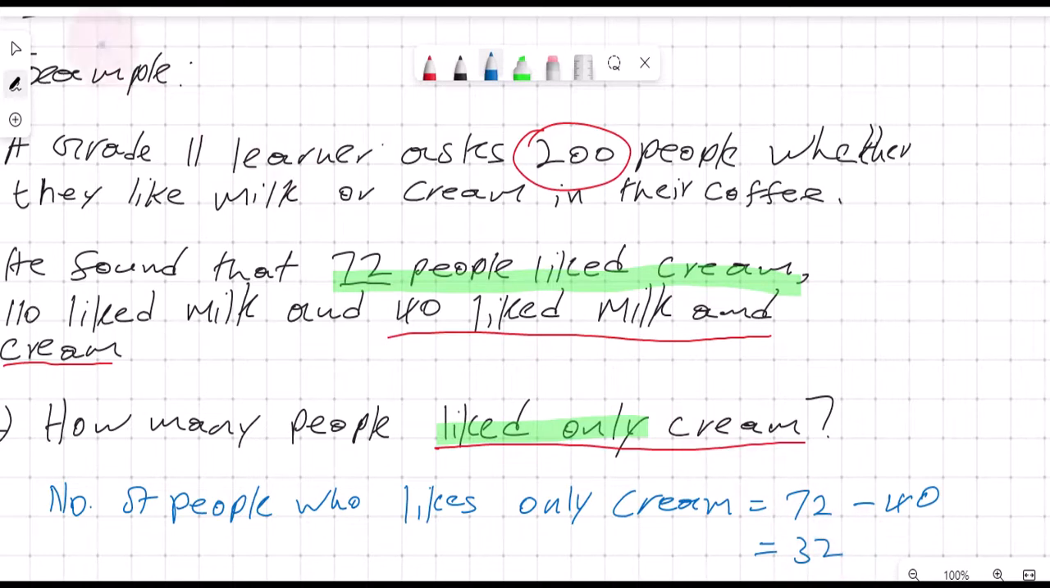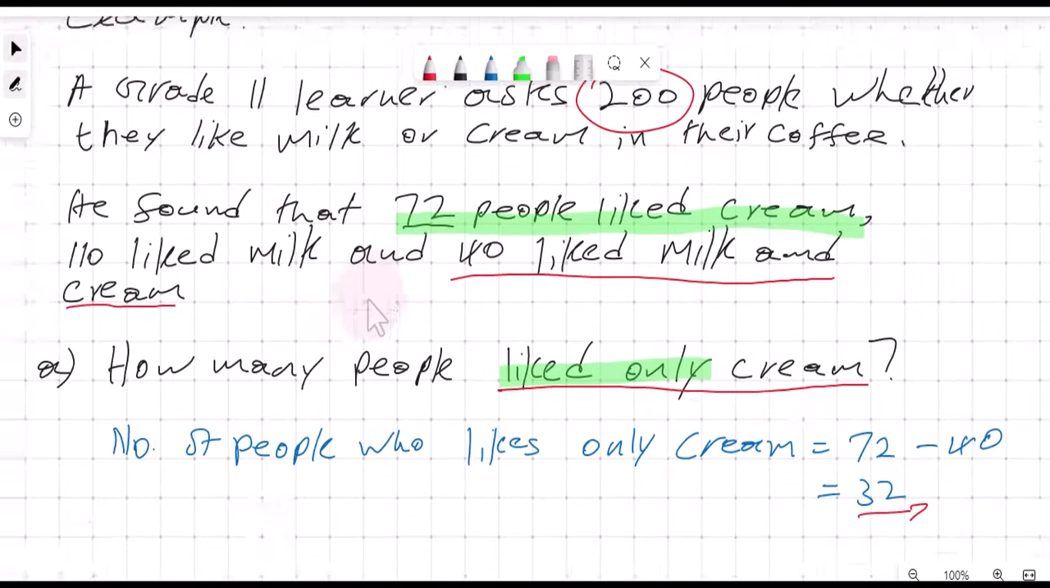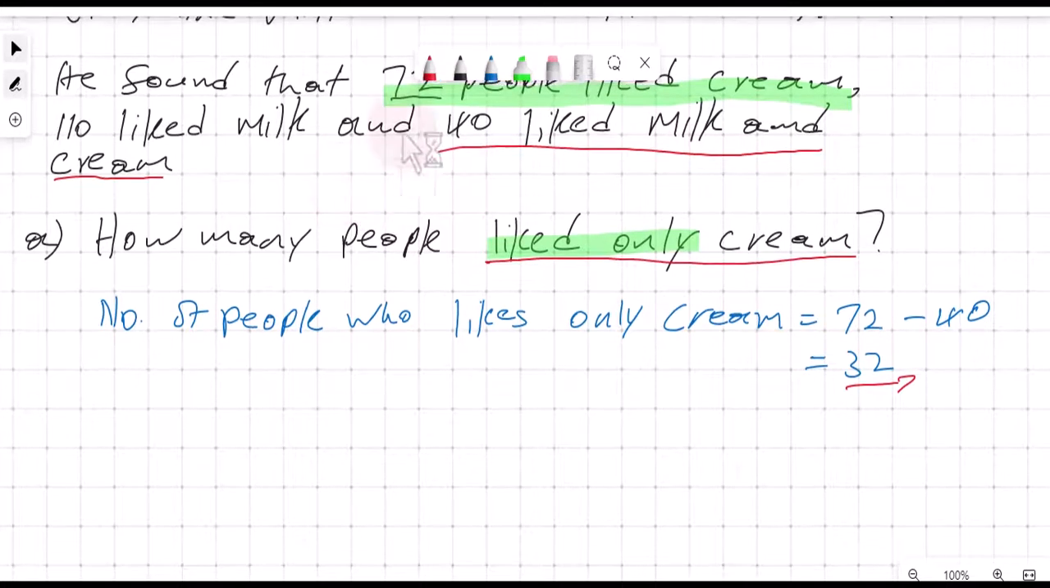Let's go to the next question. What we need is to pay attention to what they are telling us, more than just the straightforward ones. How many people liked only milk? I believe this one you will get correct. How many liked only milk? 70. I think that's correct. How did you get it?